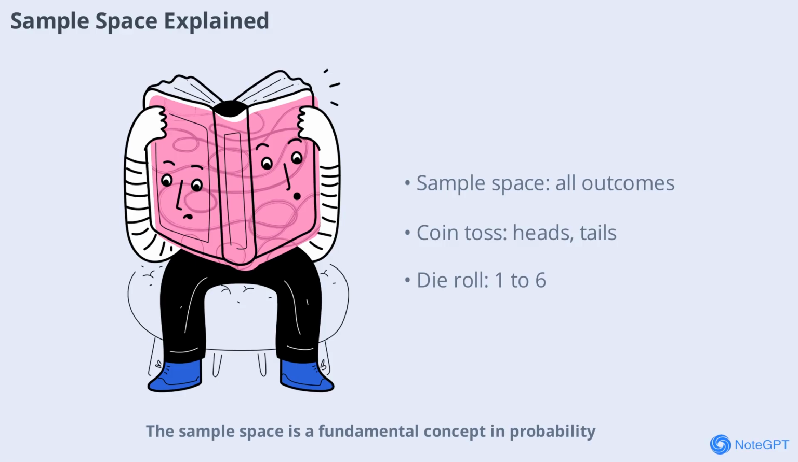Sample space is a fundamental concept in probability. It's the complete list of all possible outcomes for a given experiment. For example, if you toss a coin, the sample space is heads and tails. If you roll a standard 6-sided die, the sample space is the numbers 1 through 6. Knowing the sample space allows us to calculate probabilities accurately because it shows us all the options available. Let's see how to list the sample space in different situations.